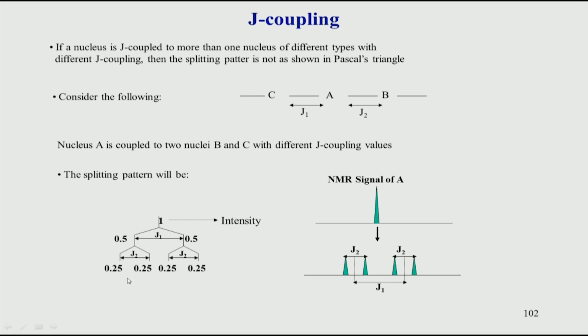Then what is the relative intensity now? The relative intensity is 1:1:1:1. All of them are equal, and that is what is shown here. This is called a doublet of a doublet.